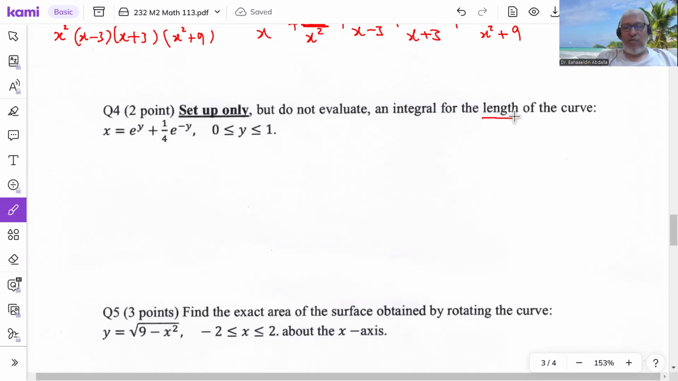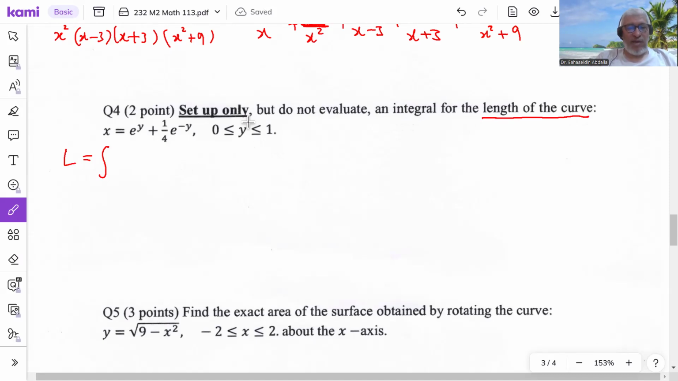The length of the curve, arc length. We have two formulas for the arc length, which we call L, capital L. Now, y works from 0 to 1. So I'll use this formula, in which L in general is integral ds, okay? Integral ds. And ds, we can write it in terms of dx or dy.